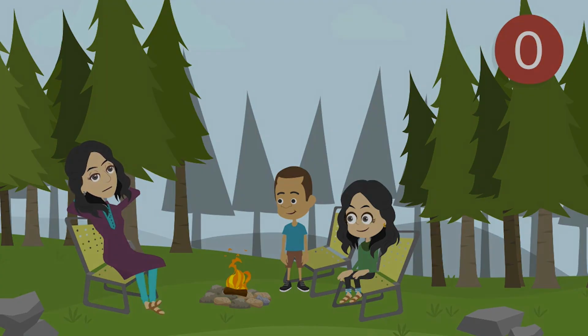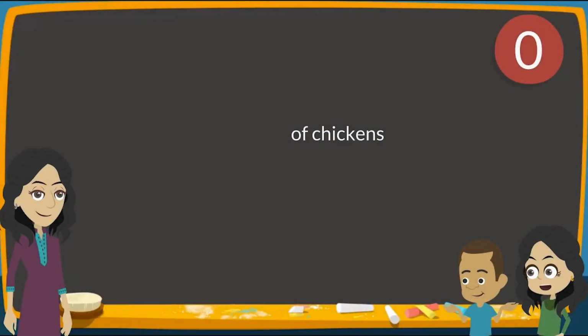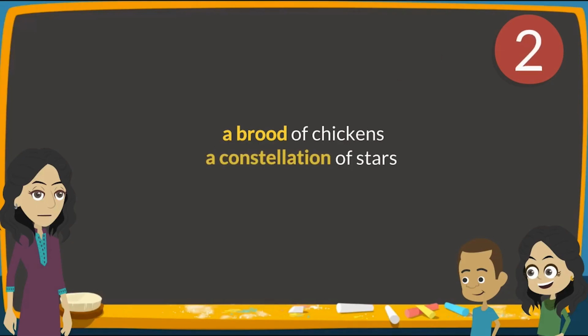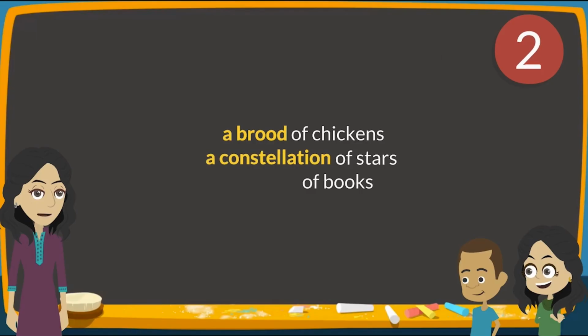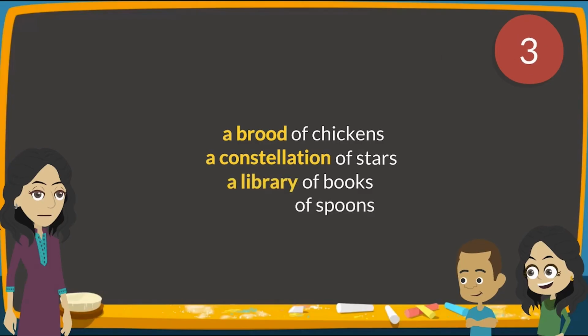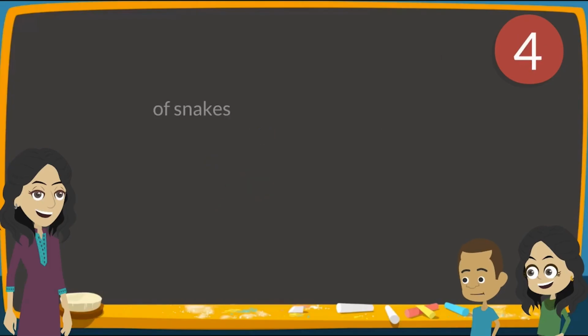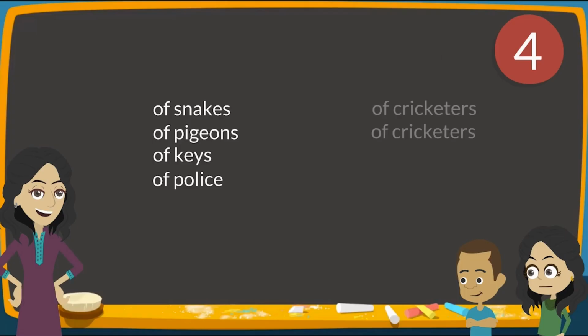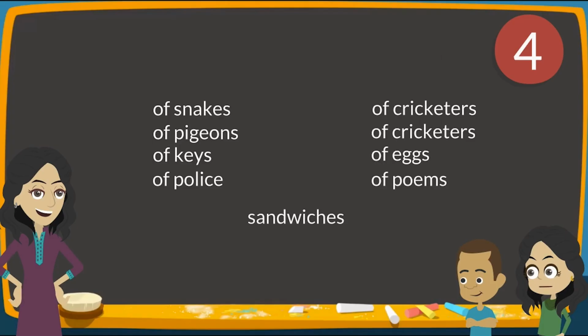Start asking. Me first. What do you call a group of chickens? A brood. What do you call a group of stars? This is a long word. It's called a constellation. How about books? Oof, that's too easy. A library. Spoons? A serving of spoons. Snakes, pigeons, keys, police, cricketers, eggs, poems, sandwiches.